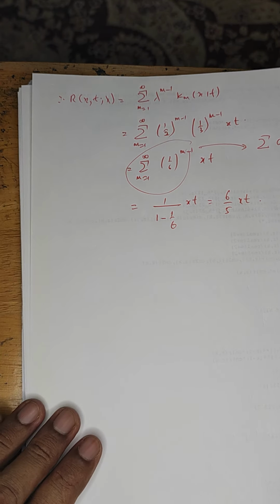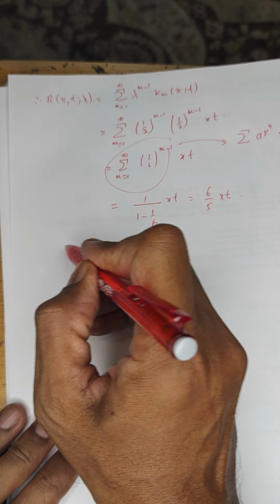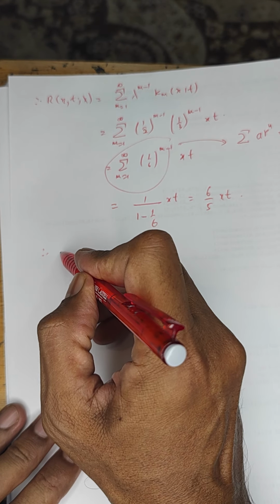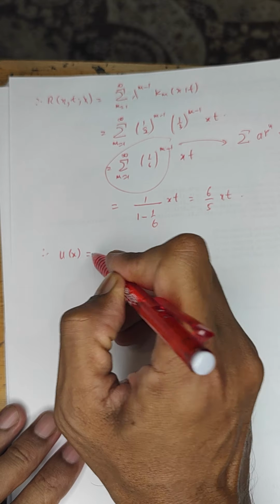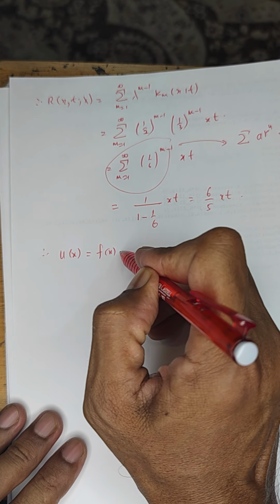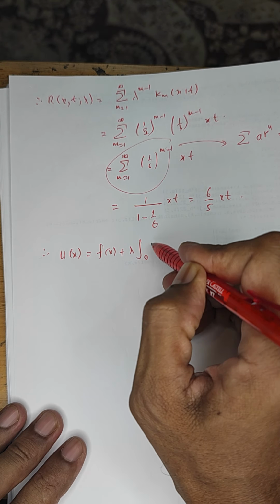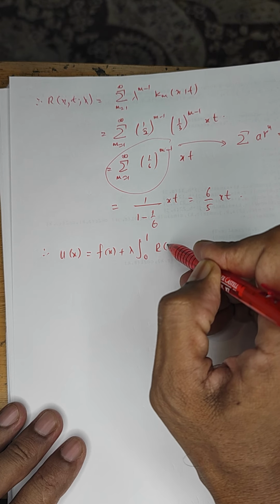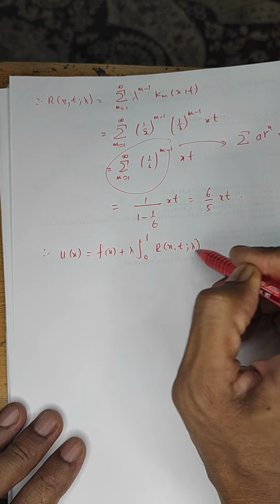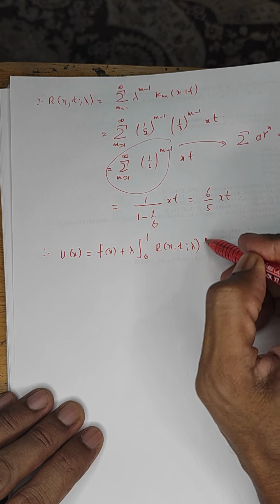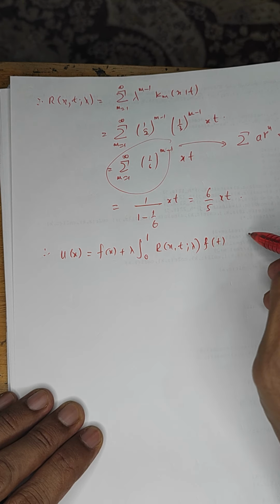Therefore we can find the solution. u(x) is given as f(x) plus lambda integral from 0 to 1 of R(x,t;lambda) f(t) dt.